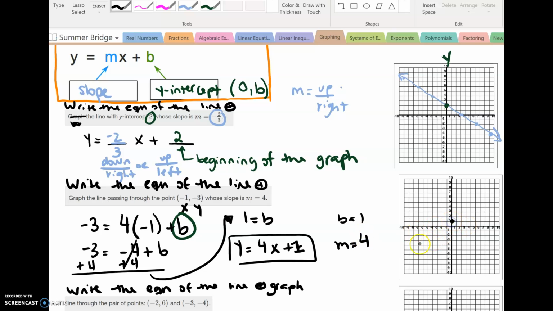Okay, and then I'm going to start moving around. Now I have a +4, but since I don't have a fraction, I'm going to make it into a fraction, which is always going to be, a whole number is always going to be over 1. So I'm going to rise up, I'm going to go up 4 units, 1, 2, 3, 4, over 1 unit. Up 4 over 1. Now I can also go down 4 and to the left 1. And again, then all you need to do is connect the points.